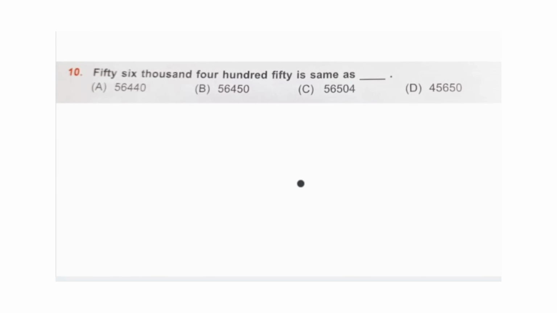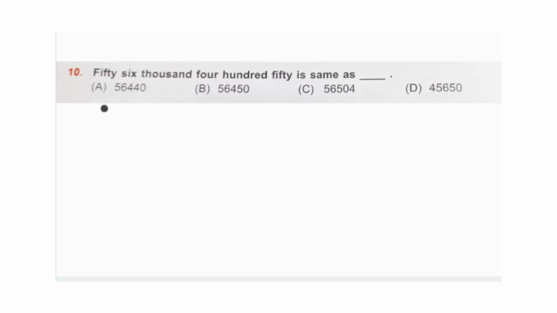Let's look at question number 10 from number sense, mathematical reasoning. Here the question is, we need to convert the number into a numeric form, which is 56,450 is same as. So we need to first convert this into a numerical form. For that, what we need to do is find the place values and find the number.